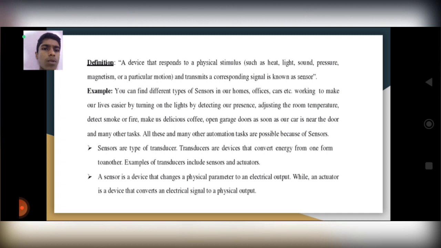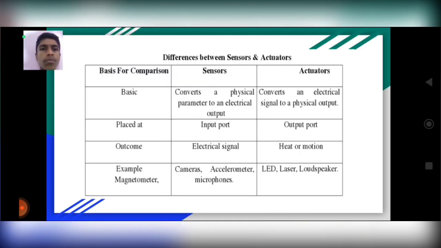Sensors are a type of transducer. Transducers are devices that convert energy from one form to another form. Examples of transducers are sensors and actuators. A sensor is a device that changes a physical parameter to an electrical output, while an actuator is a device that converts an electrical signal to a physical output.